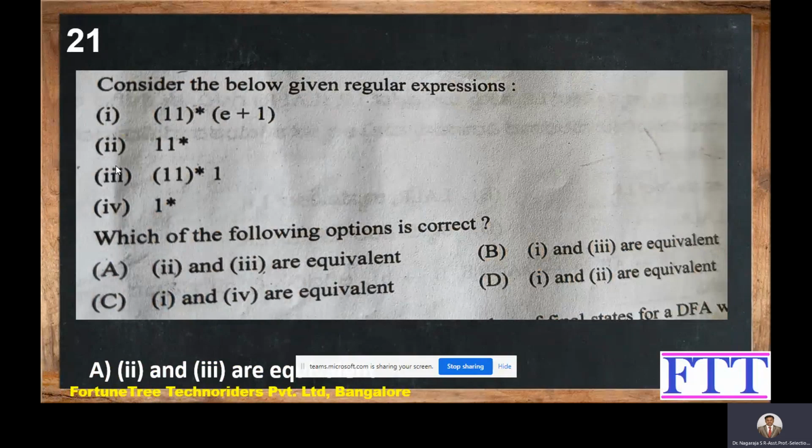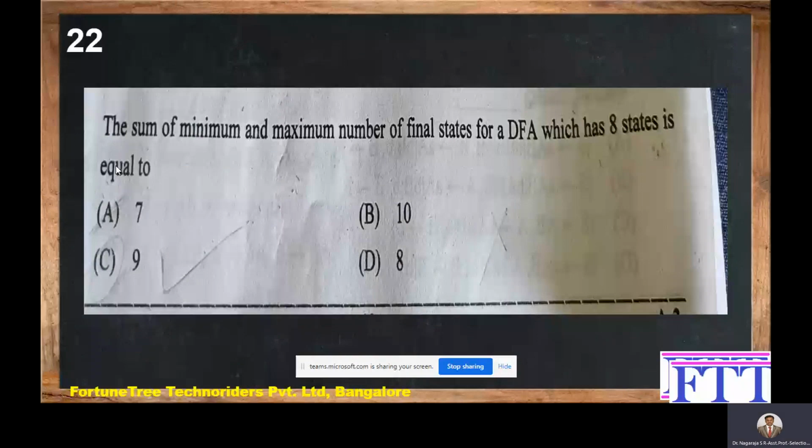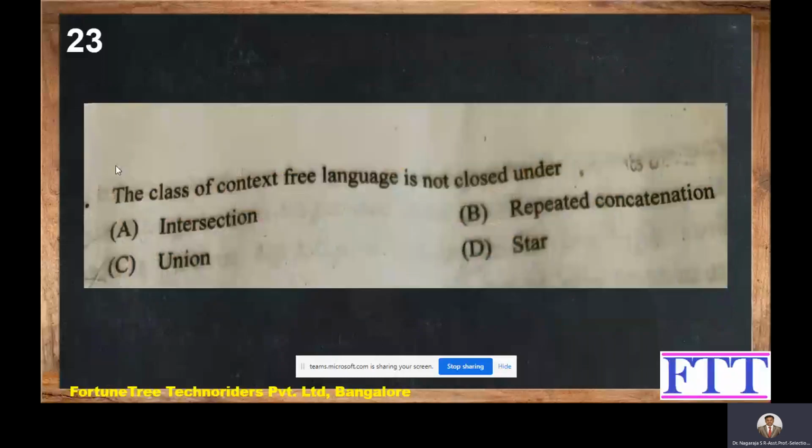The sum of the minimum and maximum number of final states for a DFA which has 8 states is equal to: option A 7, option B 10, option C 9, option D 8. So the right answer is C, 9. Okay, totally 9. So n plus 1, nothing but 9 states. It's equal to 9 states. So move to the 23rd question.